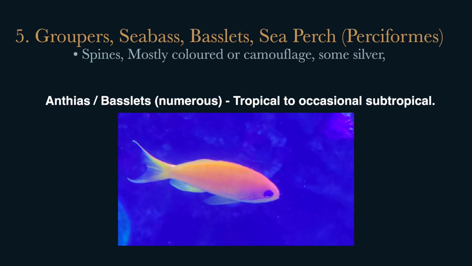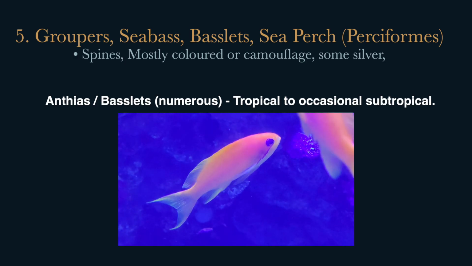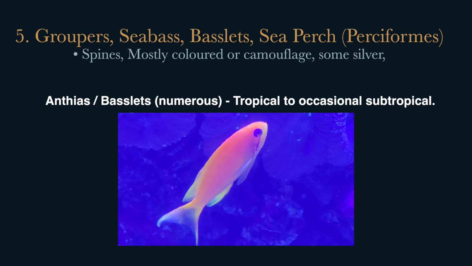Anthias live in the tropical zone, hovering over the top of reefs, snapping up food. They're basslets. Not normally found off Perth unless they're a visitor. These ones are at Aqua.